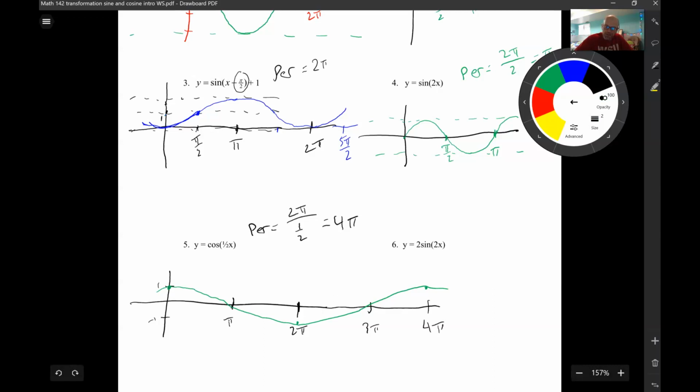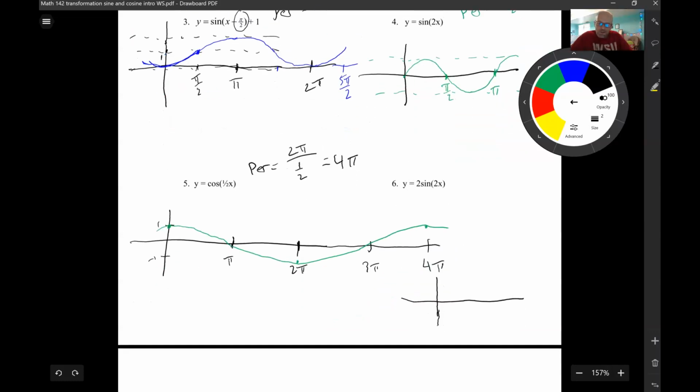Next one, number 6. I didn't really leave room for it, so I'll hop down here below and draw it. So this has an amplitude of 2 and a frequency of 2, which means my period is equal to 2 pi divided by 2, which would be pi. Okay, so that means, and it's sine, so I have to finish by the time I get to pi, which means halfway would be pi over 2. Okay, and this thing's going to go up to 2 and down to negative 2.